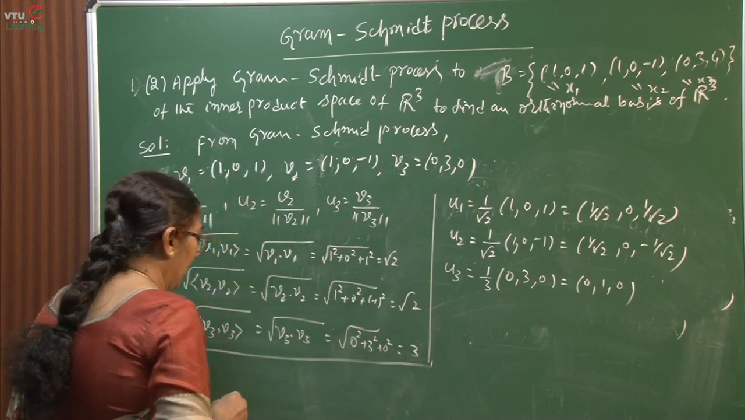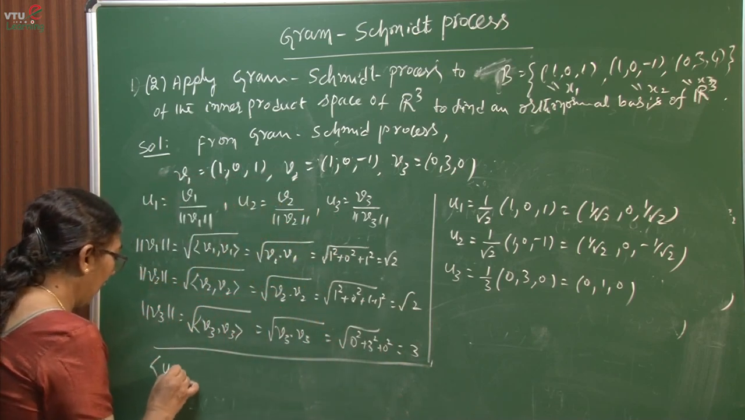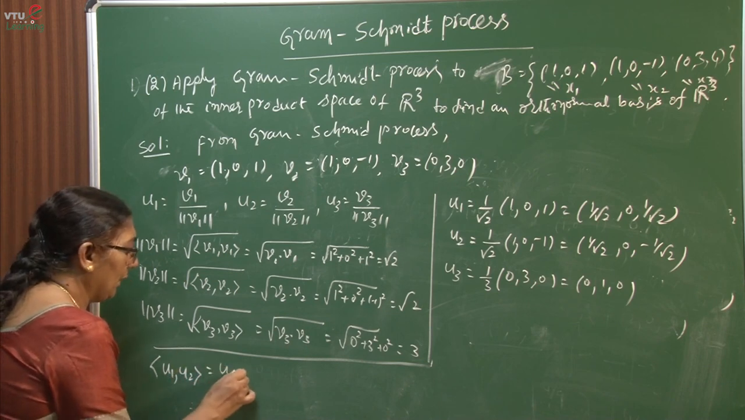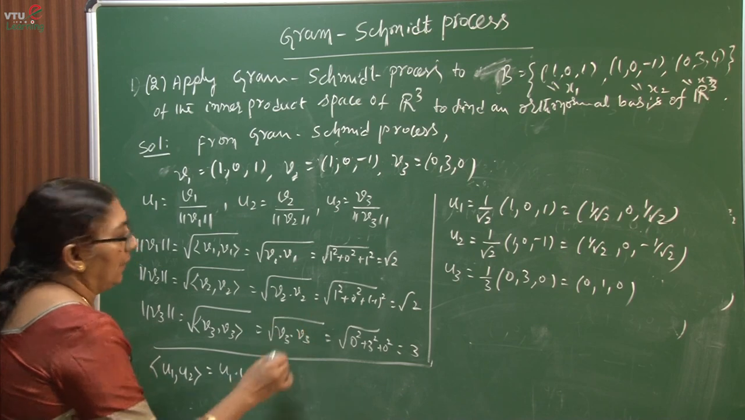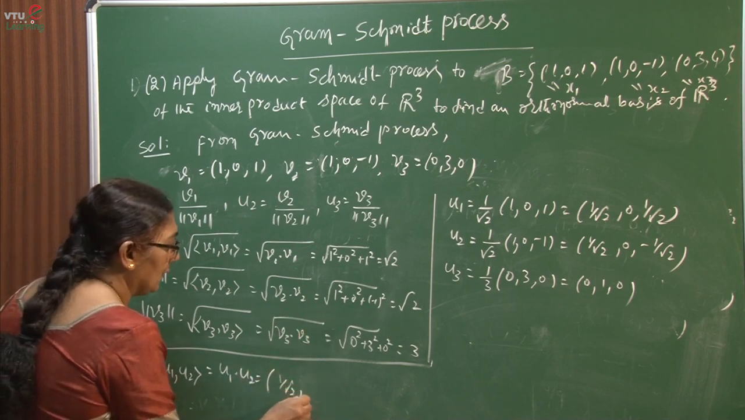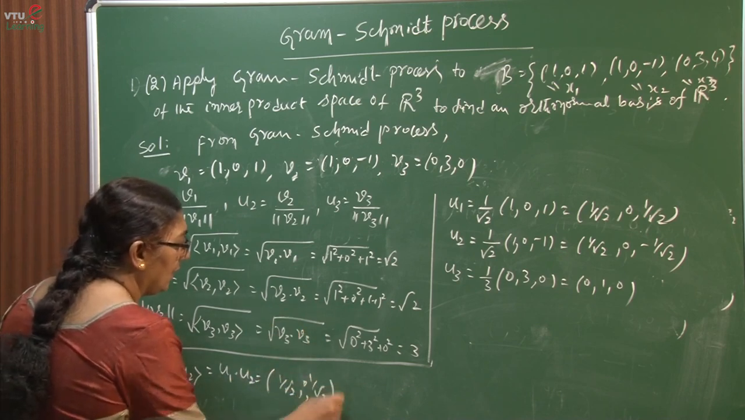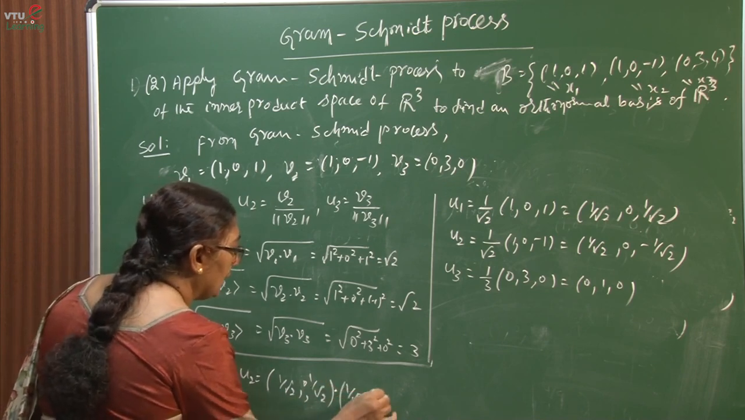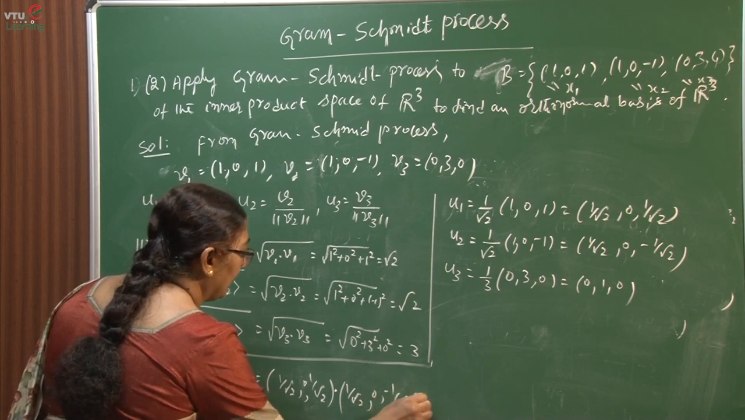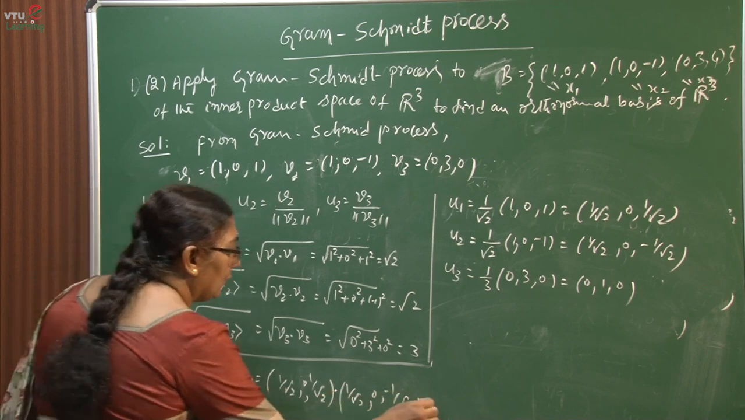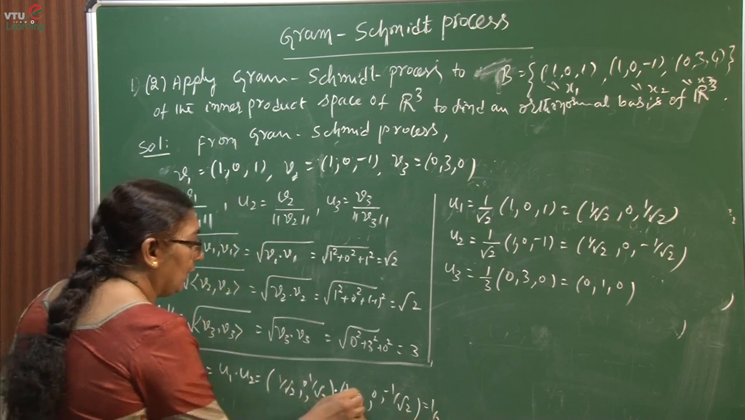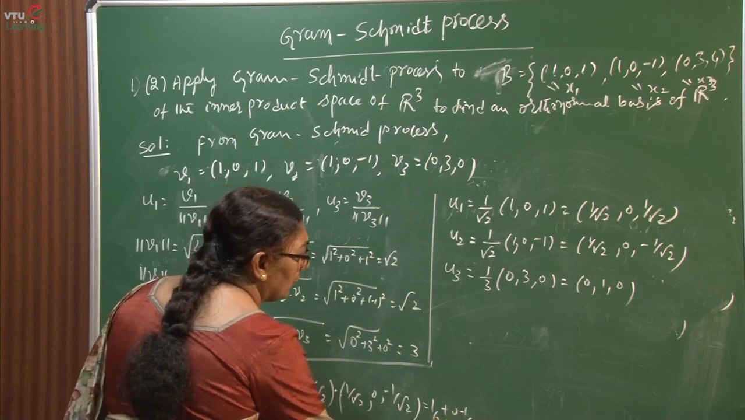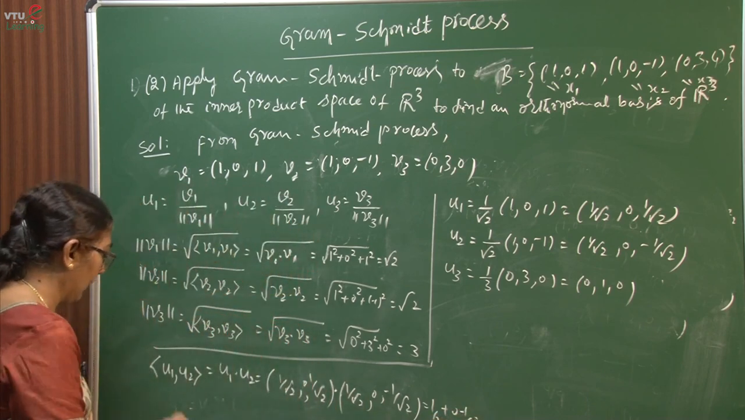I have to find out the inner product of u1 comma u2. What is the inner product of u1 comma u2? It is u1 dot u2. What is u1? (1/√2, 0, 1/√2), and then dot, what is u2? It is (1/√2, 0, −1/√2). Multiply it. 1/√2 into 1/√2 is 1/2. 0 into 0 is 0. Minus 1/√2 into 1/√2 is minus 1/2. Plus and minus cancel, we get 0.